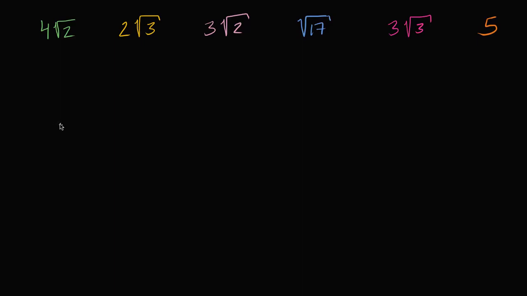So I'll give you a hint. The hint is, well, it's very hard without a calculator. Square root of 2, it's going to be 1 point something something. Square root of 3 is going to be 1 point something something. How do we do this?